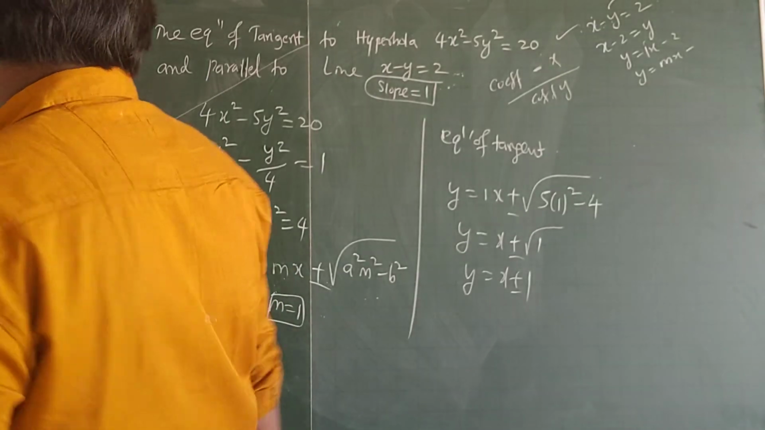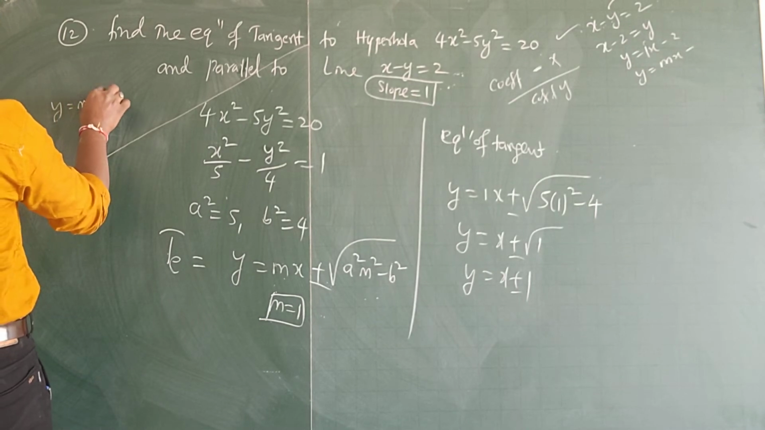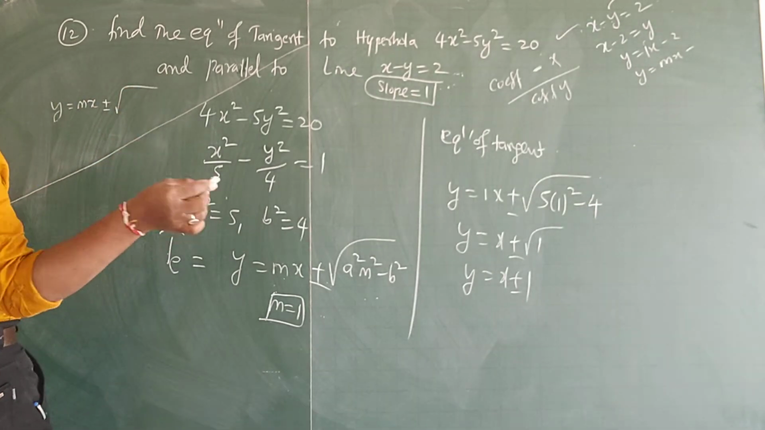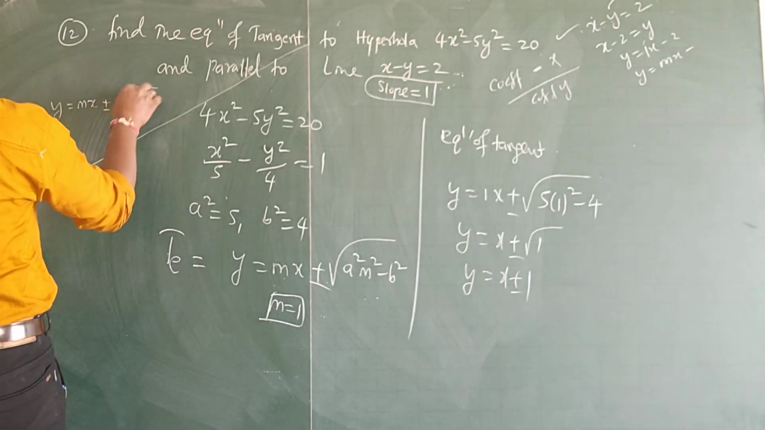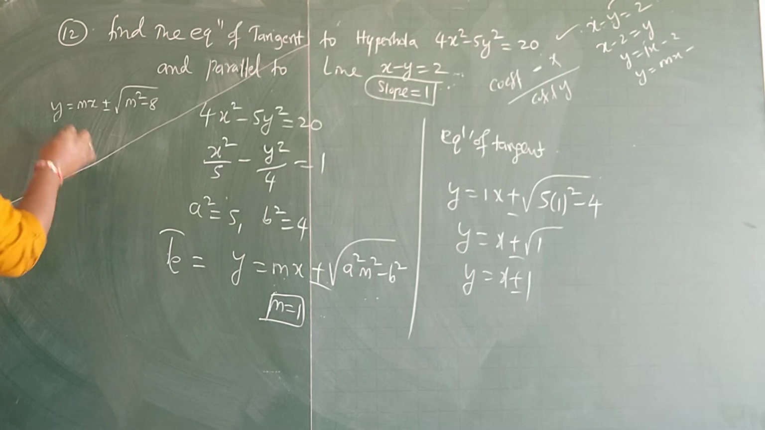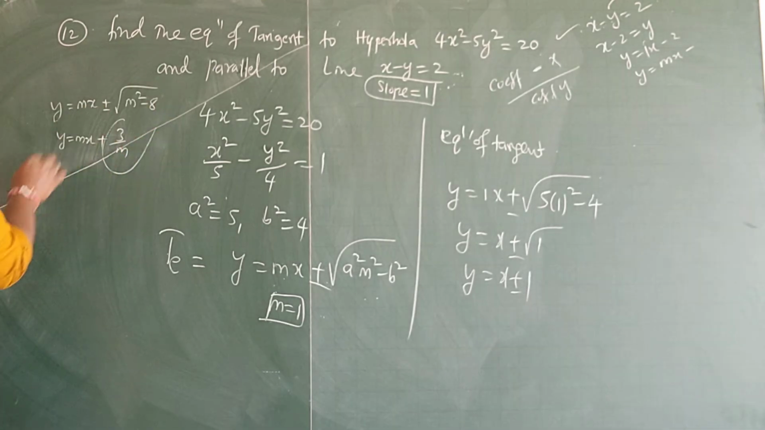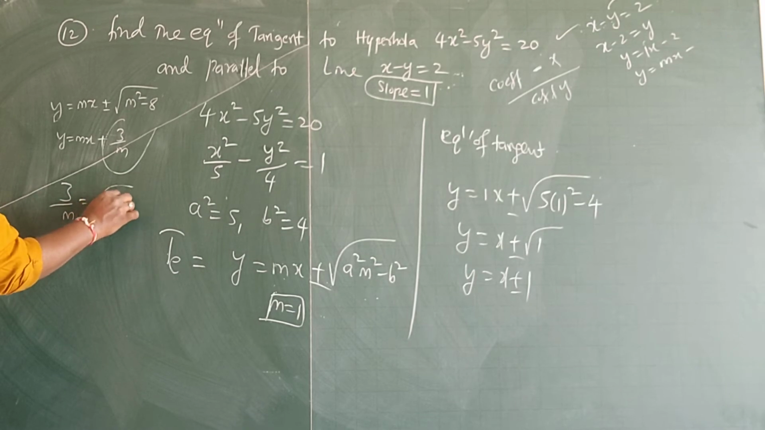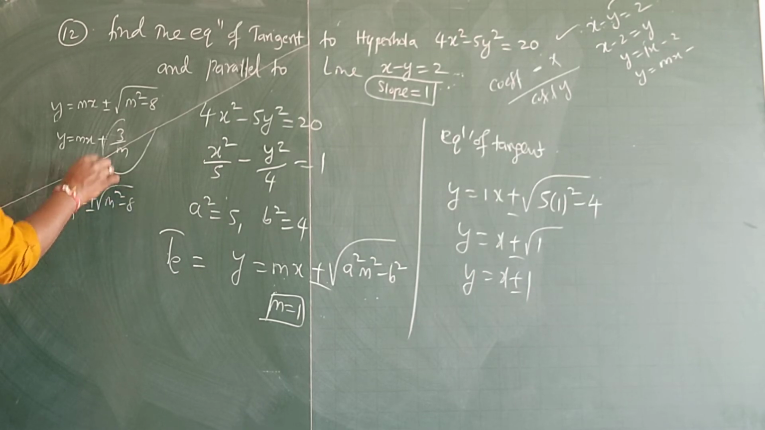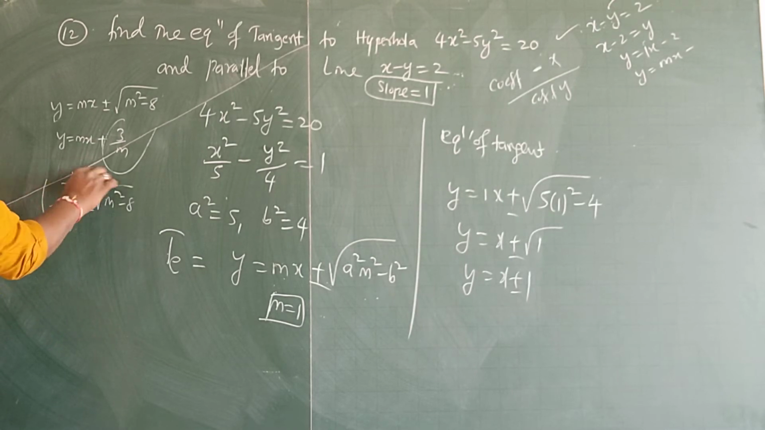She is asking one doubt. In the previous one you have y is equal to mx plus or minus under root of m square minus 8, that you got. And the other one is mx plus 3 by m. You are comparing these both. So 3 by m is equal to under root of m square minus 8. Squaring on both sides, taking plus or minus is of no use, since you are squaring on both sides.